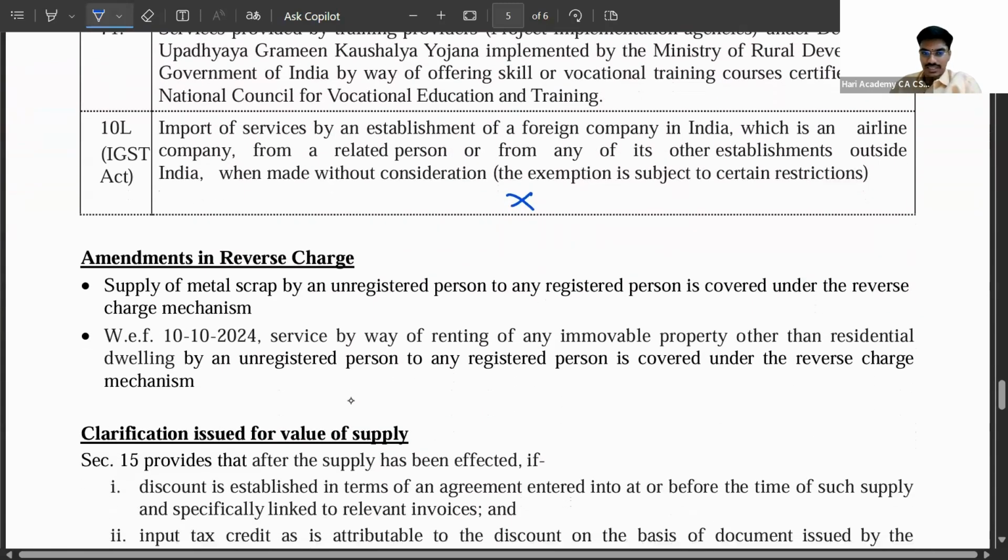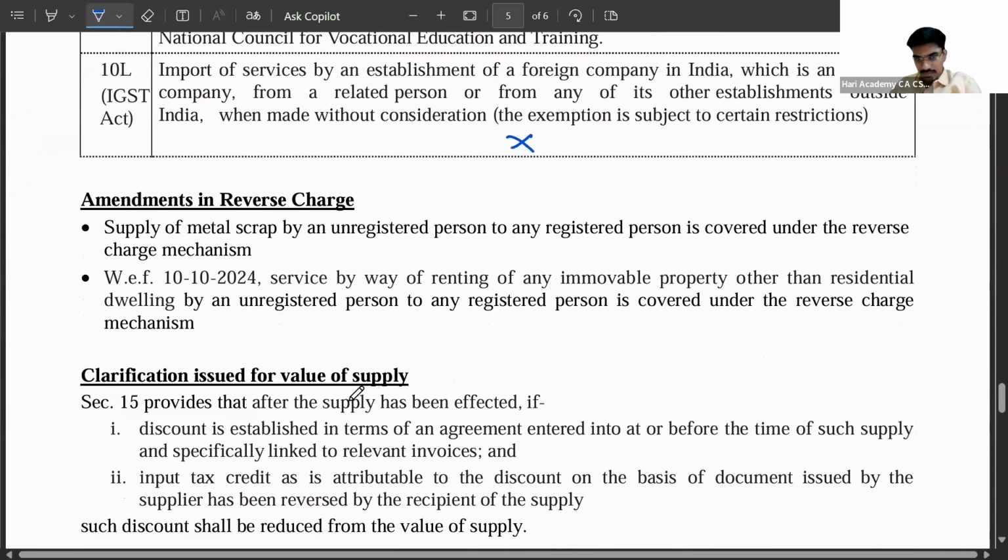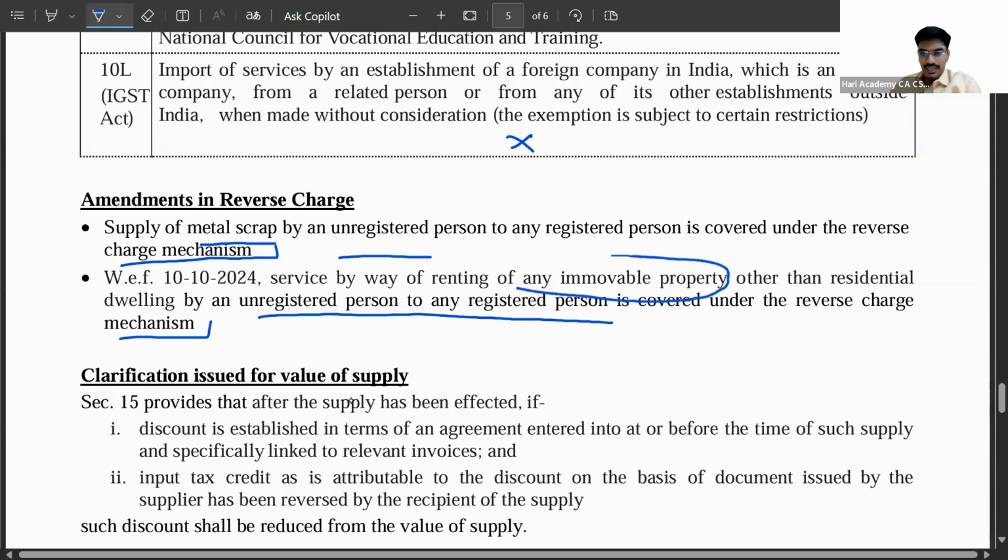Next is amendments in reverse charge basis. Supply of metal scrap by an unregistered person is now covered under reverse charge basis. And from 10/10/24, service of renting of immovable property other than residential dwelling by an unregistered person to a registered person is covered under reverse charge. So if any immovable property other than residential dwelling, so commercial property, is let out by an unregistered person to a registered person, now this registered person has to pay this under RCM.